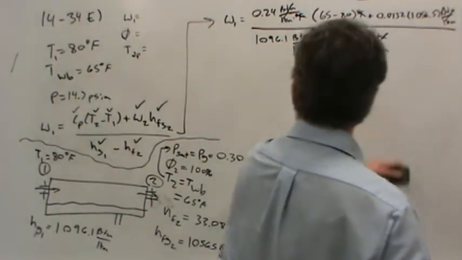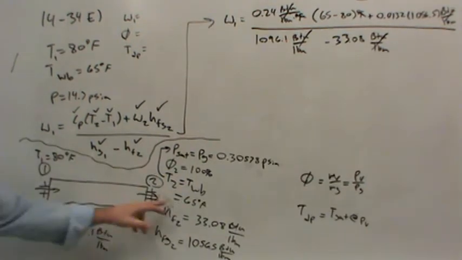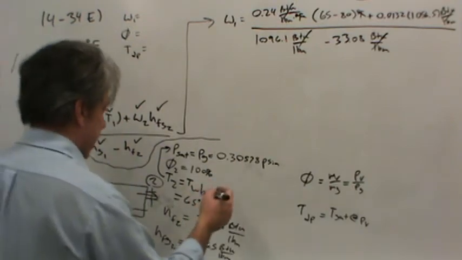What kind of humidity should you get? Should it be a big number or a small number? It should be small. What humidity did we get at the exit over here? I just erased it, but I can write it down.